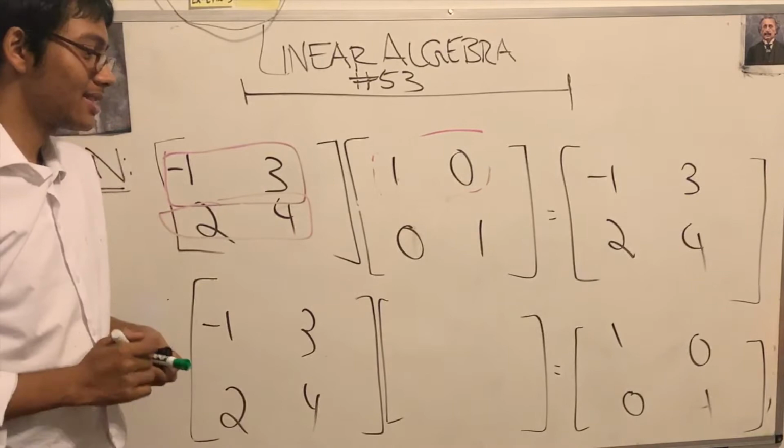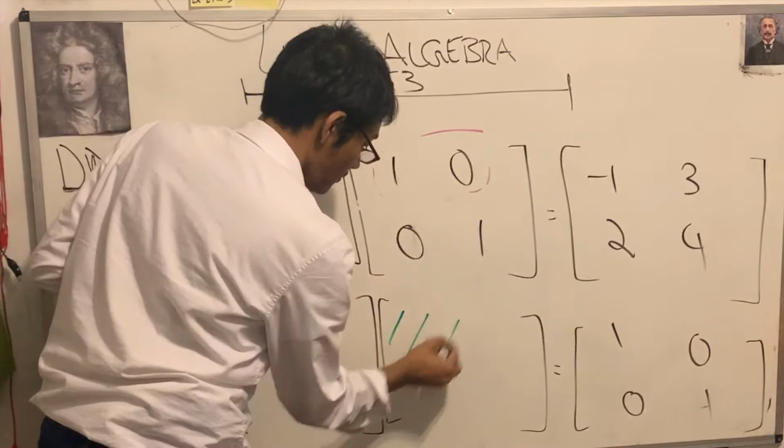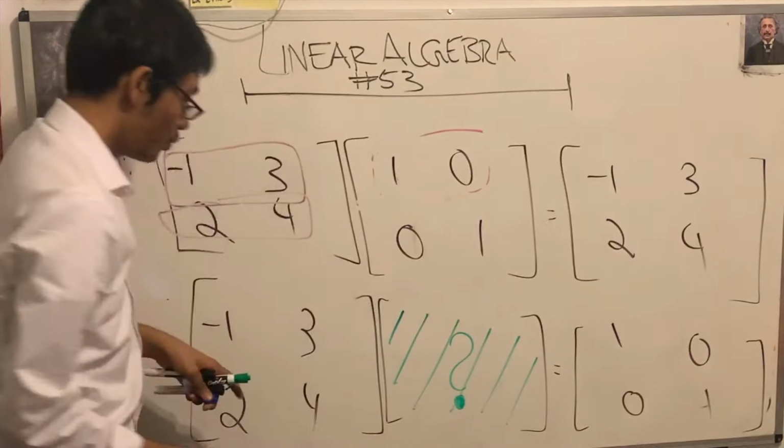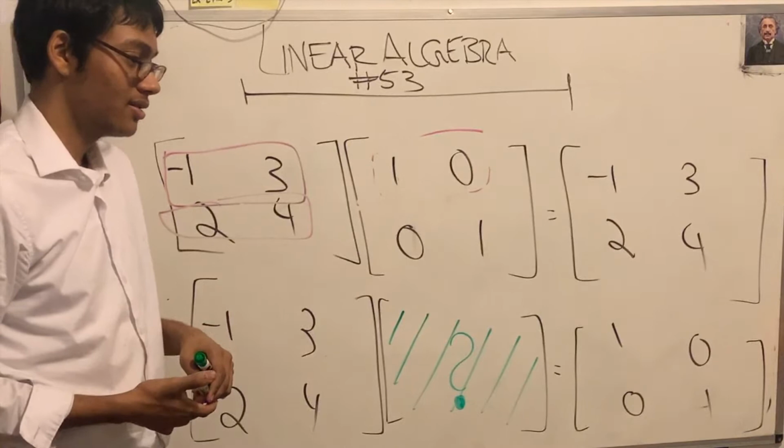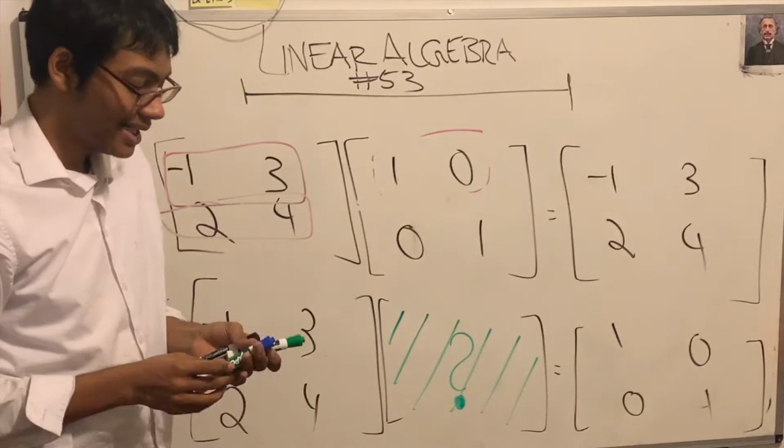So this magic matrix will take whatever matrix I give it and convert it into the identity. And obviously we love the identity matrix. Why do we like the identity matrix? Because it's basically a one multiplication. We can ignore it. Not only that, but the identity matrix comes in our favorite form.